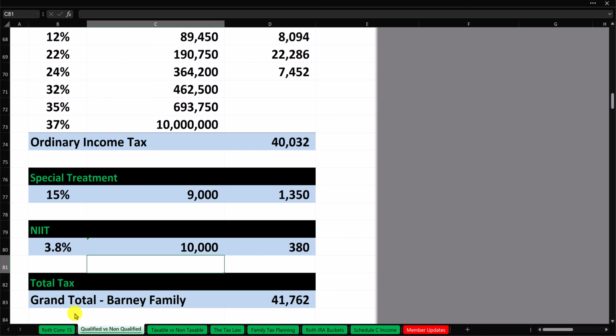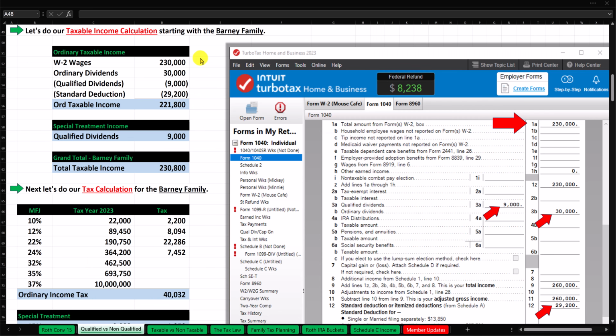So the grand total tax for the Barney family in this situation is going to be the $40,032 of ordinary income tax plus the $1,350 of the tax on the qualified dividends, plus $380 of net investment income tax, resulting in $41,762 of total tax. Now, before we move on to the McFly family, I want to drop the Barney family's numbers into TurboTax. So let's walk through this.